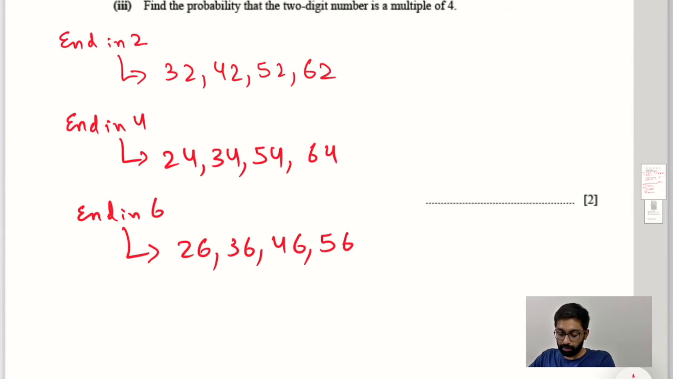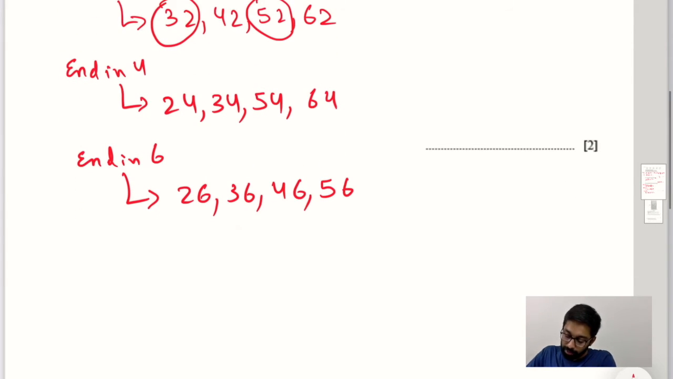Let's choose the numbers that are multiples of 4 from the numbers that we've written down. So 32 is one of them, because 4 8s are 32, and 52 is also another one, because 4 13s are 52, but 42 and 62 are not multiples of 4. Then 24 is one of those numbers because 4 6s are 24. 34 is not a multiple, 54 is not a multiple, and 64 is a multiple. I think it is 16.